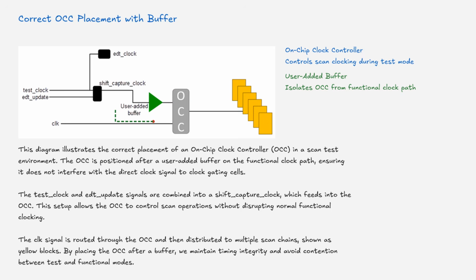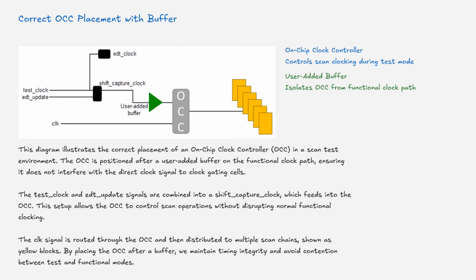The test clock and EDT update signals are combined into a shift capture clock, which feeds into the on-chip clock controller. This setup allows the on-chip clock controller to control scan operations without disrupting normal functional clocking. The clock signal is routed through the on-chip clock controller and then distributed to multiple scan chains, shown as yellow blocks.